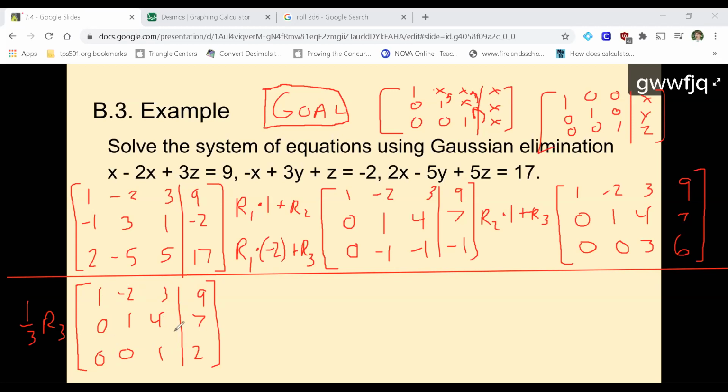So I'm going to do row 3 times negative 3, and I'm going to add that to row 1. And I'm going to do row 3 times negative 4 and add that to row 2. That should get me a 0 here and a 0 here. So if I do that, again, the first two columns won't change.